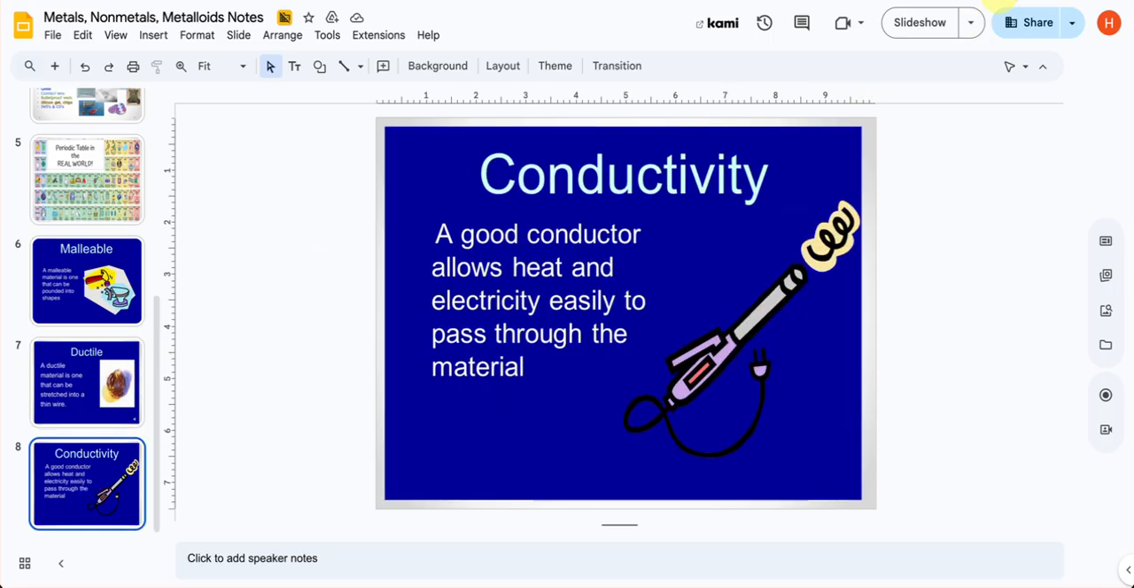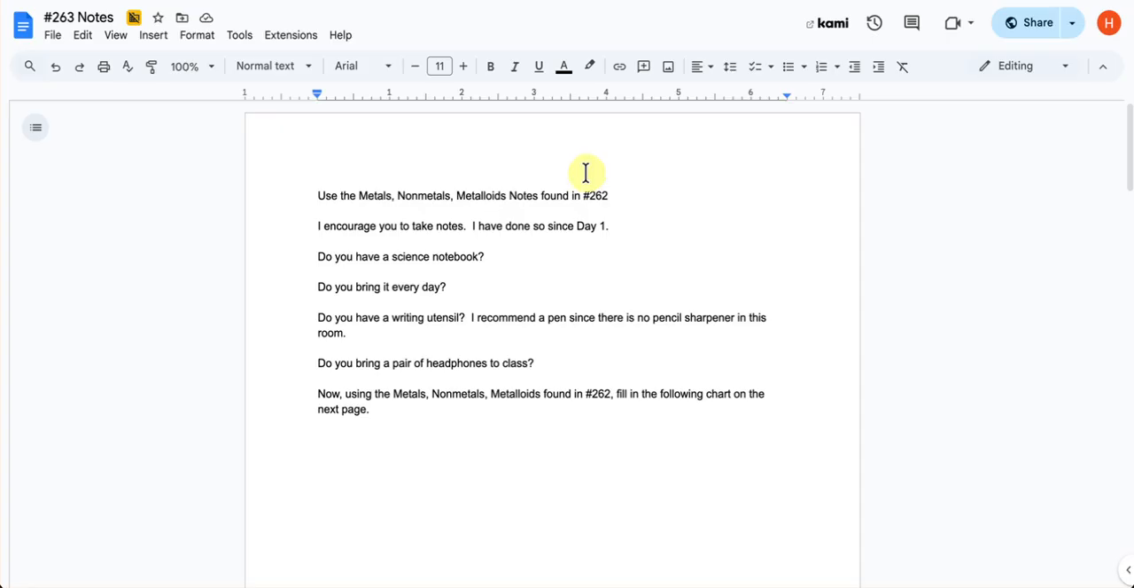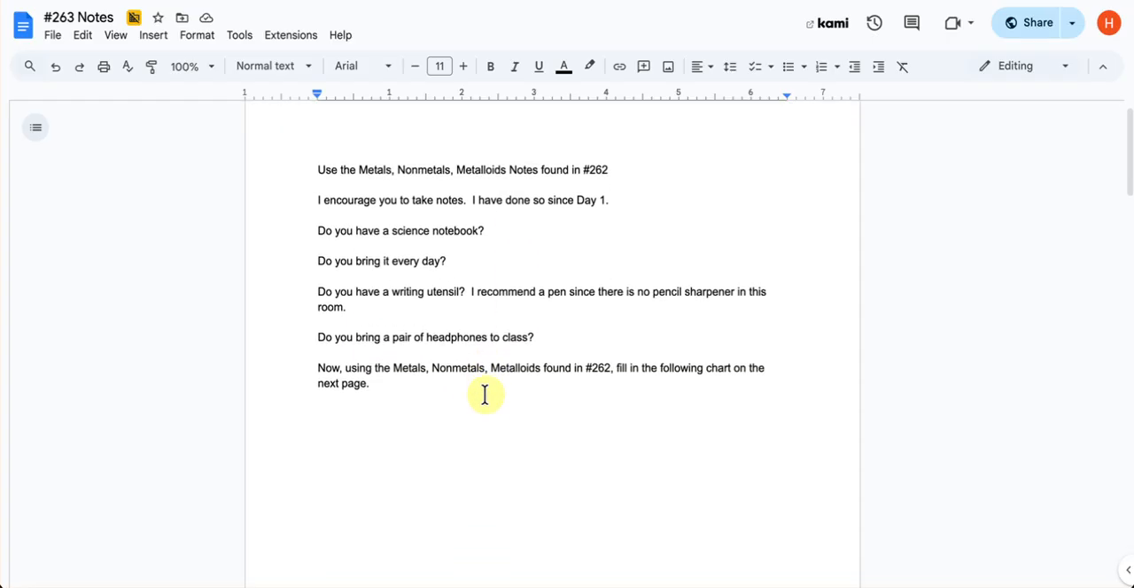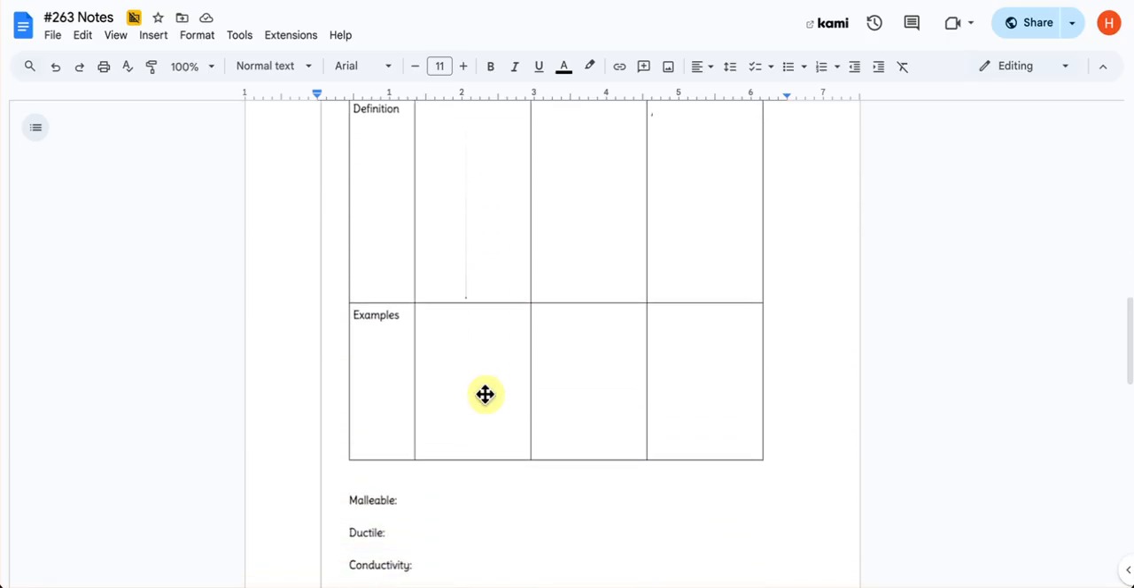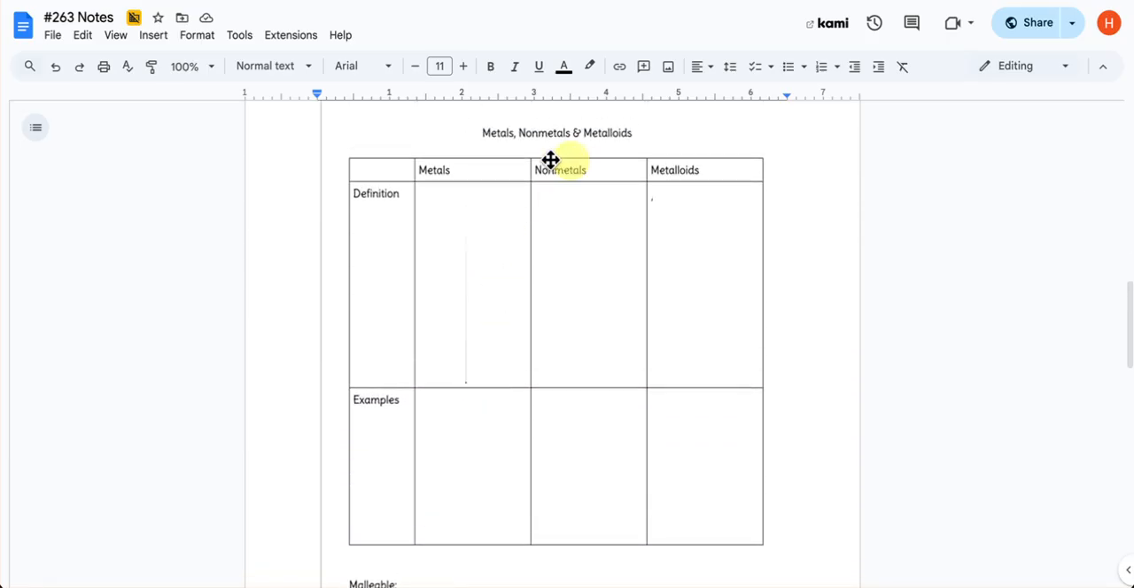And then when you actually go to assignment 263, this is where your notes are. Please take a look at this first page here. It has a lot of information for you that I really do want you to answer. And this is where you put your information about metals, nonmetals, and metalloids. What's the definition of a metal?